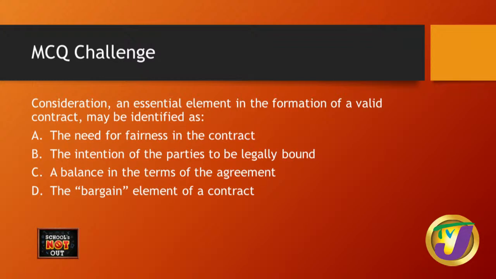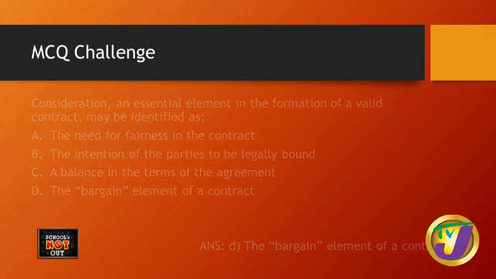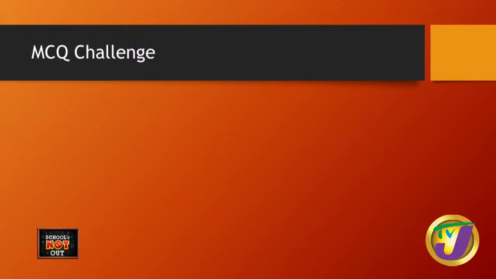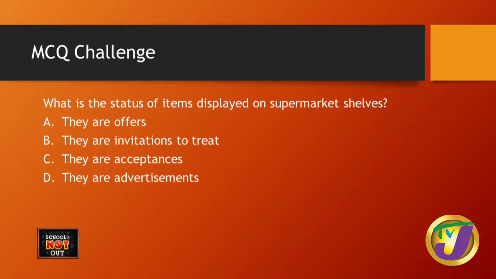So the answer is the bargain element of the contract. What is it that you have agreed to give in exchange for what benefit that I will offer? All right. So then we have our next question. Now, our next question states, what is the status of items displayed on supermarket shelves?